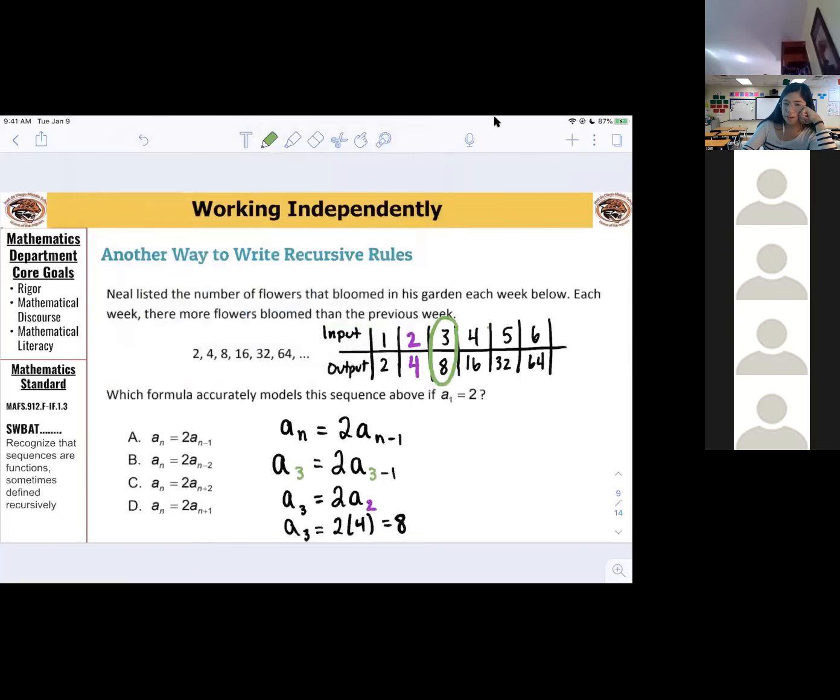I plugged in a 3 and I got out an 8. Does that pass the test? Does it match with my table? Yes. And you could try it out with any number from your table to see if it works out. So would you guys like me to try a different number?